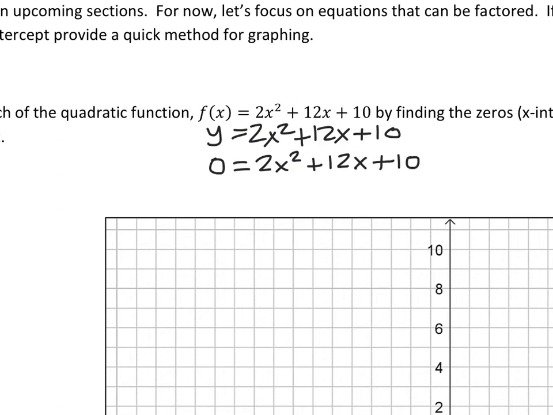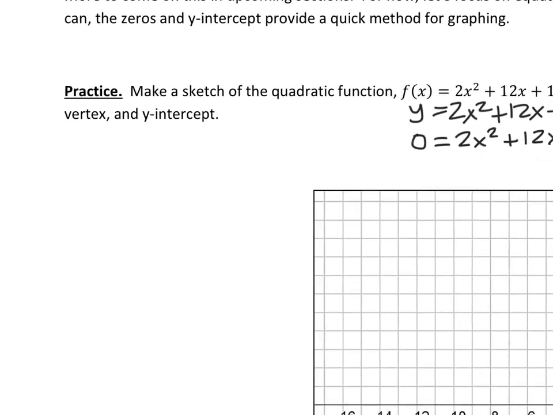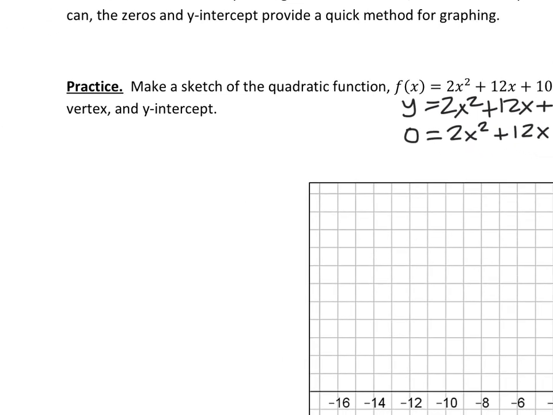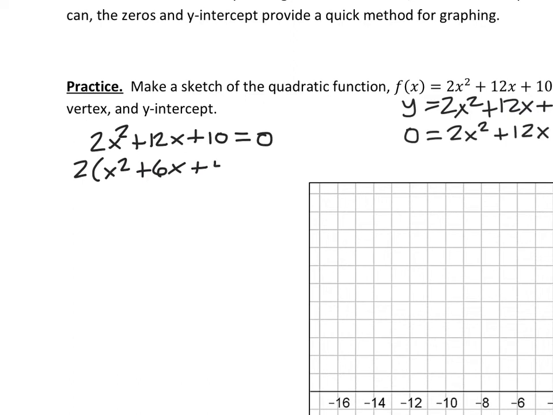And so we have this quadratic that we're trying to solve. And here in this example, we can factor out the 2. There's a 2 that can be factored out of every term. So I'm going to go ahead and do that. And we end up with 2 factors so far.